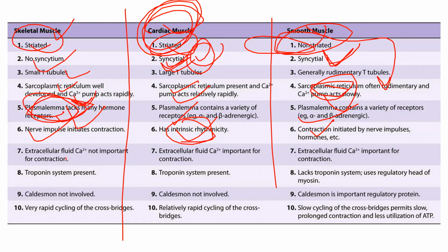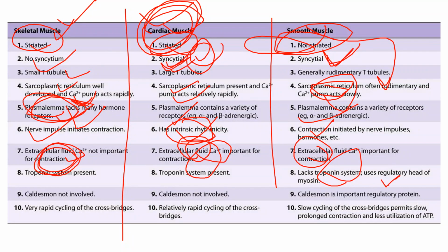Extracellular fluid calcium is not important for contraction in skeletal muscles, but calcium is very important for contraction in cardiac muscles and also in smooth muscles. The troponin system is present in both skeletal and cardiac muscles, but smooth muscles don't have this troponin system and they use the regulatory head of myosin.